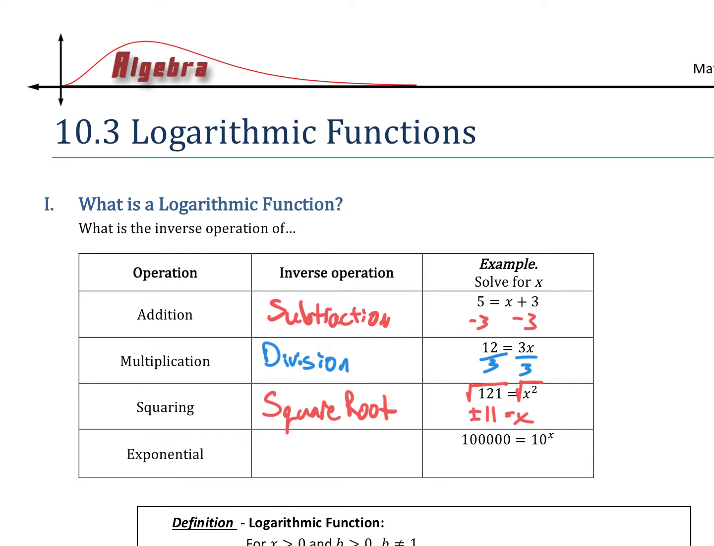Well, what about this situation? What about an exponential? 10 to some power equals 100,000. Well, what is that power? Well, we're going to need something that undoes an exponential. And the thing that undoes an exponential is called a logarithm. So a logarithm will tell us that here x needs to be 5. So if we go through our powers of 10, 10 to the first is 10, 10 to the second is 100, 10 to the third is 1,000, and then 10,000, and then 10 to the fifth is 100,000.